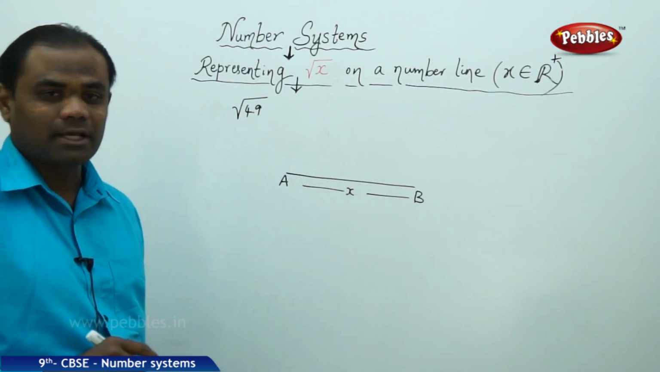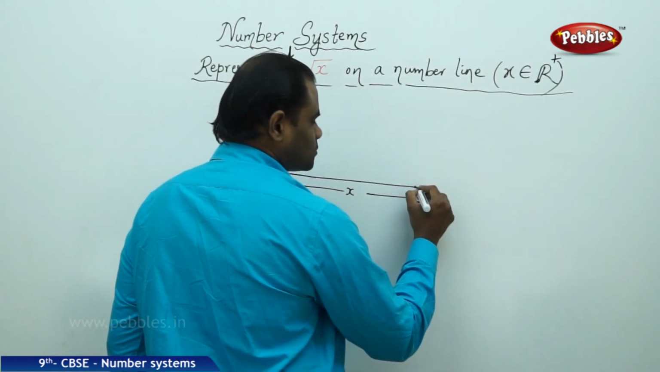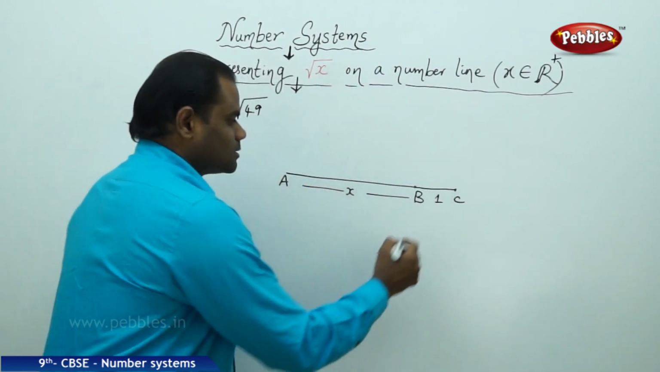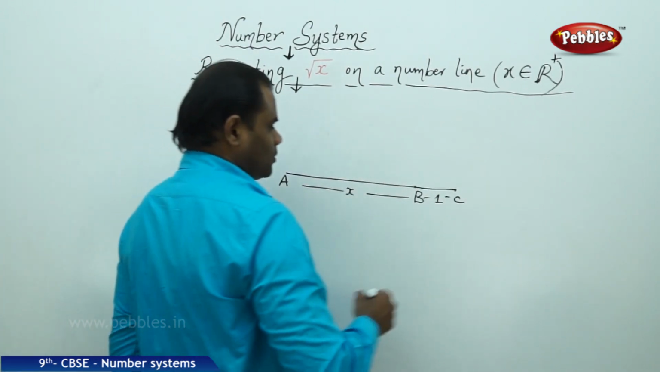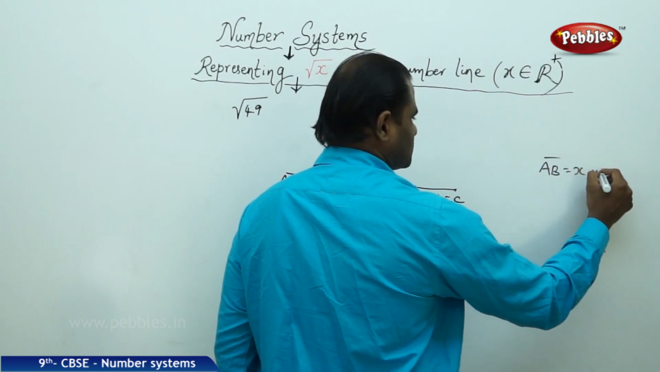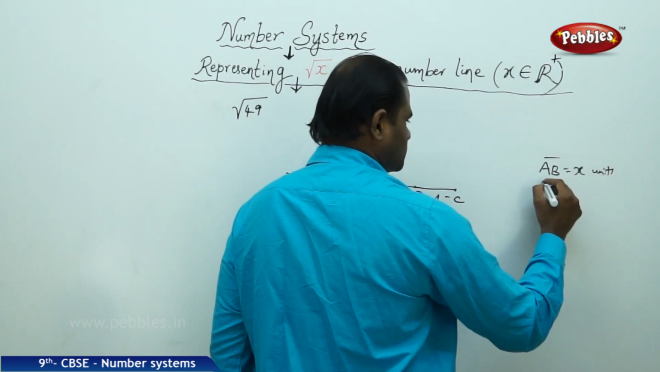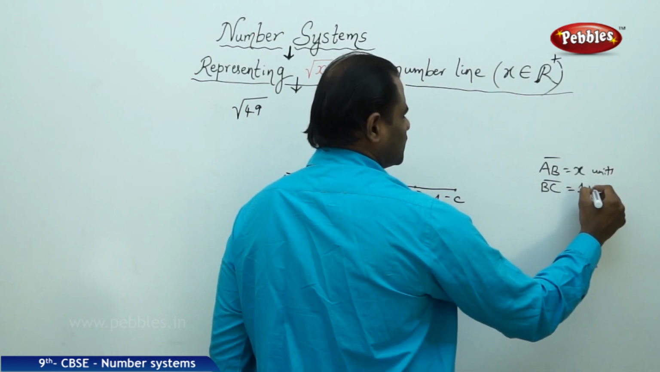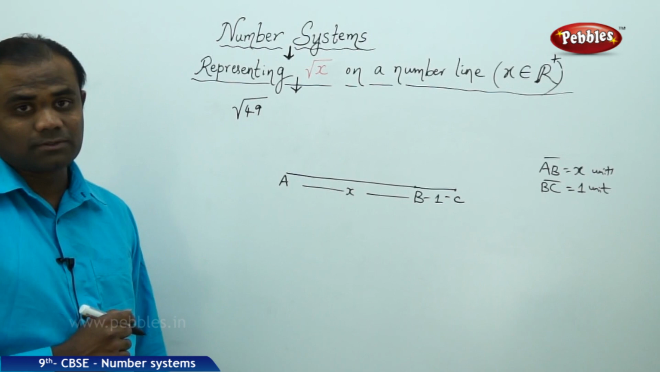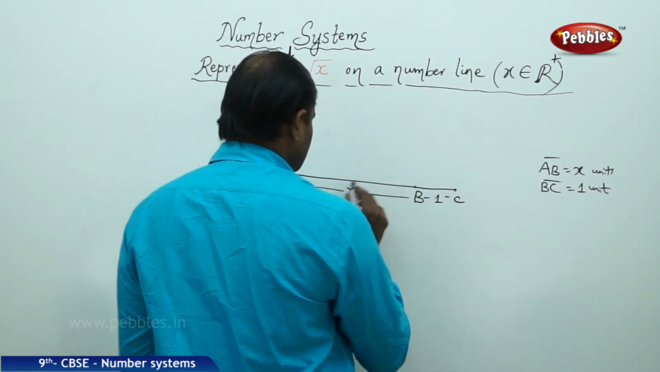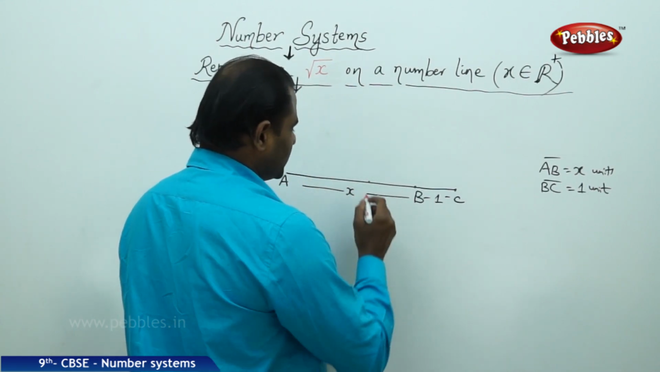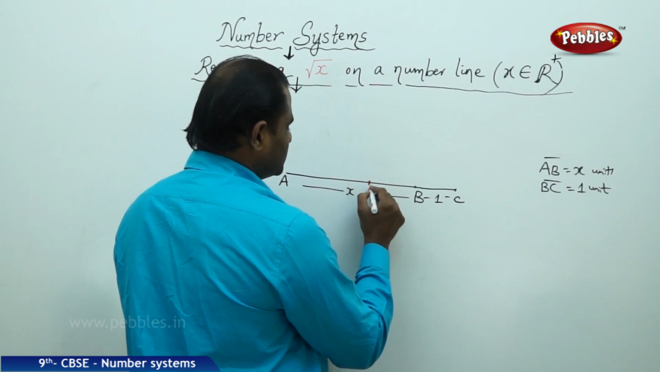Imagine my distance AB is x units, and from B, the line AB is extended further by one more unit, so that the distance BC is 1 unit. So I have here AB as x units and BC as 1 unit, which gives the complete number line from A to C. Now let me say the midpoint of AC is at O.